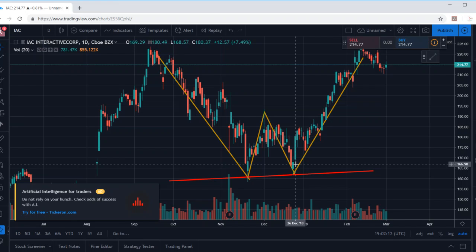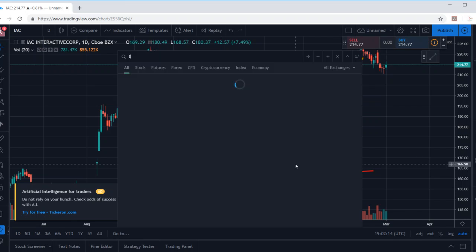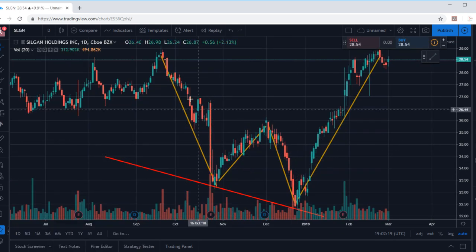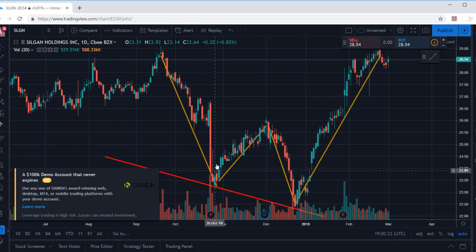Let's look at a second stock, SLGN. So this stock has done the same pattern that IAC did. The stock was up here, then it started dropping huge. Look at this huge drop. Then it stopped. We draw our support line. This was the first support. Then it bounced, went up, it dropped again. Then the stock bounced off this support and started going up.